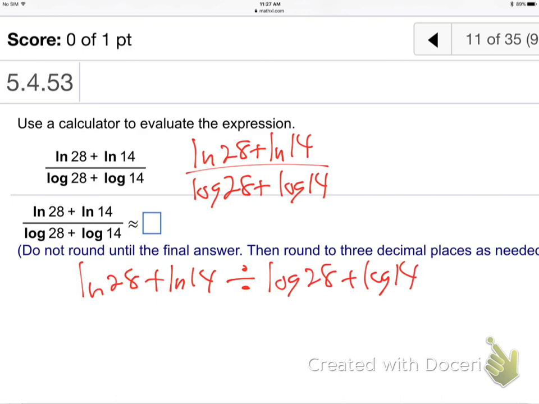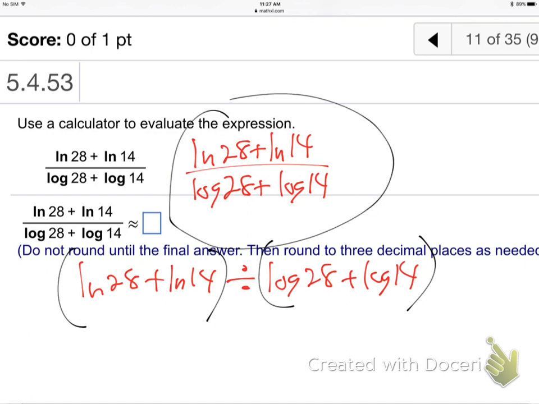Here's what you have to do. You have to put parentheses around the numerator and the denominator. Now, if it shows it vertical like this, you have a newer one, then great, just type it in. You don't need parentheses or anything. It's all good. It knows exactly. But if it's all in one line, you have to put parentheses around the numerator and denominator.